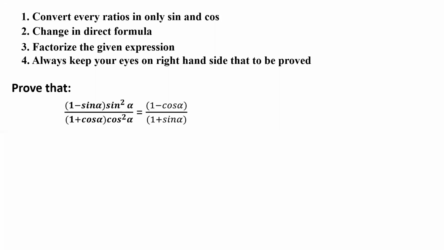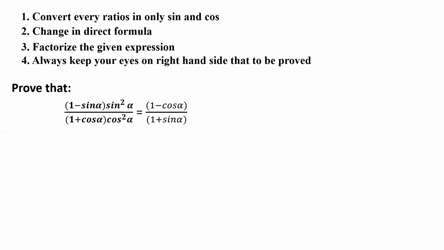Today, we just continue the proving identities, which we have done in the previous videos, right? So before we start, let me recall those techniques that we discussed during the proving identities. The first thing is to convert every ratio in terms of sine and cos, that we discussed earlier. The next one is to change using direct formula. Direct formula, you know that, right? Now, next is factorize the given expression. And finally, remember, always keep your eyes on the right hand side, that is to be proved. These are the certain things that you need to remember always. Now here, let's take this example.